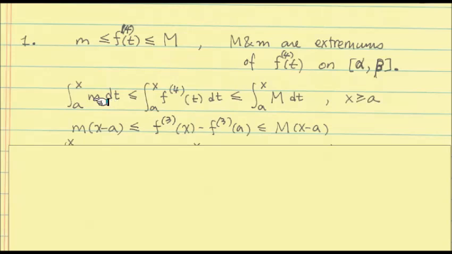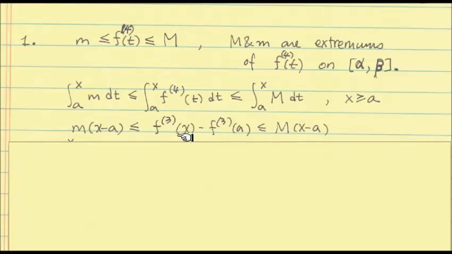This one, M is constant, therefore it is capital M times x minus a. And here you can see if x is less than a, we must switch this around because it picks up a negative number. But for this part, using the antiderivative, the fundamental theorem of calculus, you can write this definite integral as a difference of the values of the antiderivative of this one, which is the third derivative, of course. So this is a statement like this.